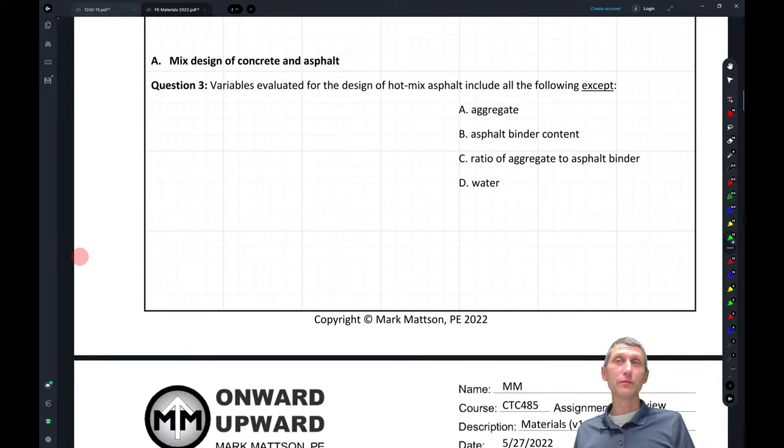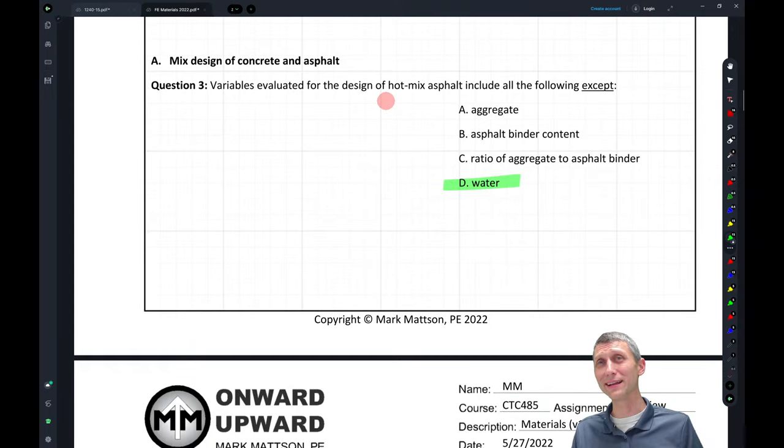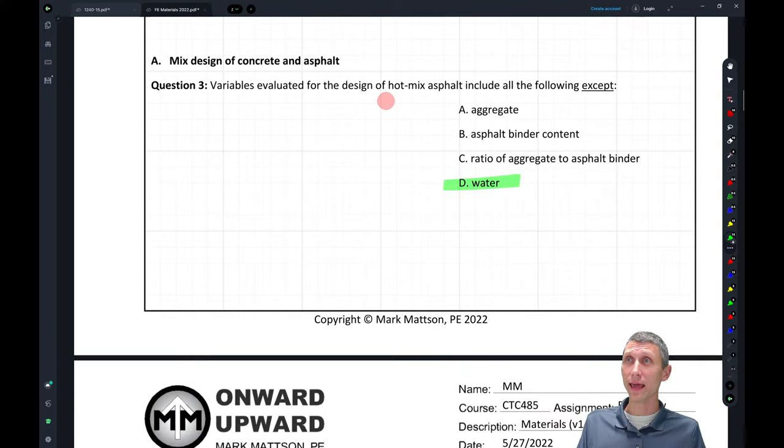Okay, what do we have next? Question three. Variables evaluated for the design of hot mix asphalt include all the following except, right? And again, this is like your magic Rice Krispie mix. You need the right number of Rice Krispies, the right number of marshmallows, and the right blend of those. But when we look at hot mix asphalt, what are we doing? That first step is we're getting rid of water. That's not a variable. We just don't want water. We want to heat up those aggregates to get rid of the water so we get the best bond that we possibly can with the materials.